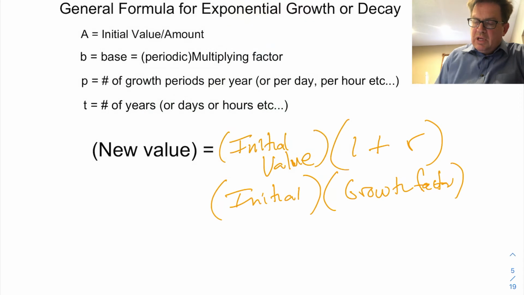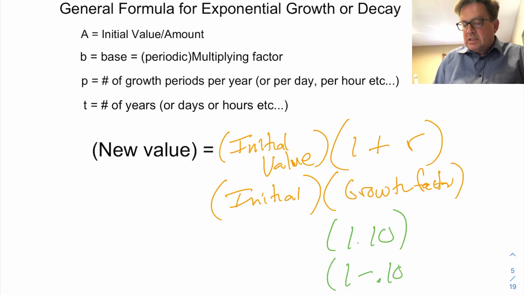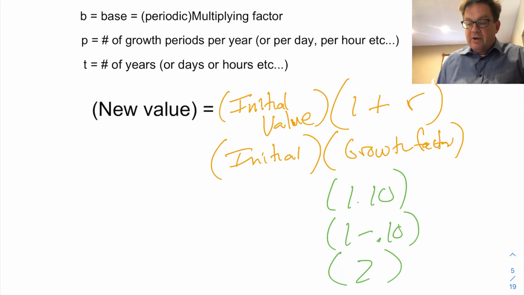So a 10% increase would be 1.10. A 10% decrease would be 1 minus 10%. Doubling every year, or every so often, could be double. Whatever that growth factor is, double every period. It depends on how they talk about the growth.